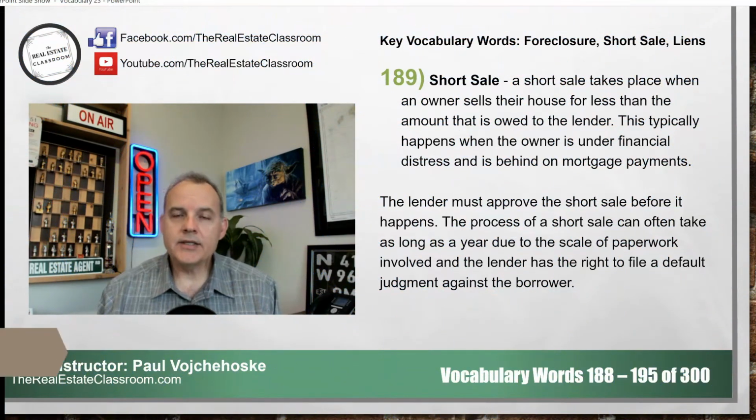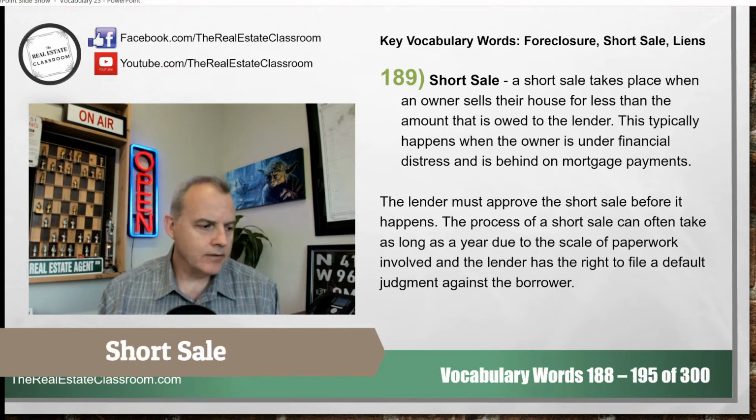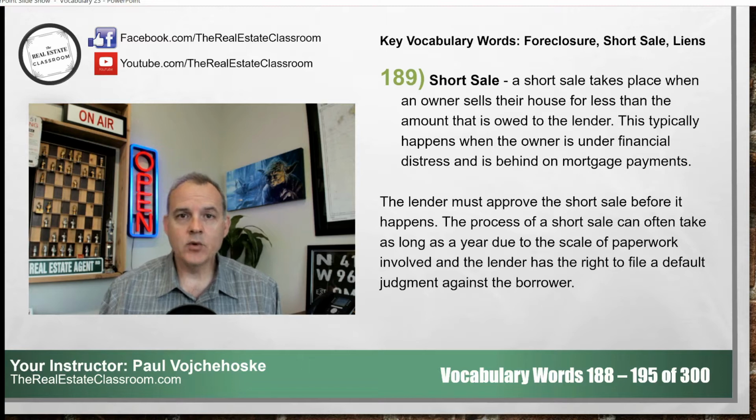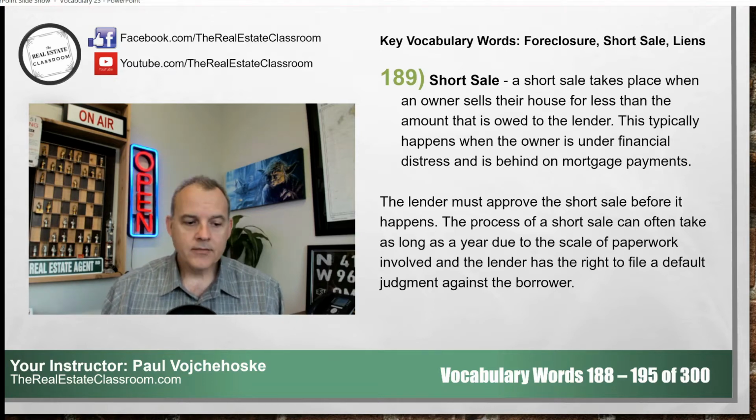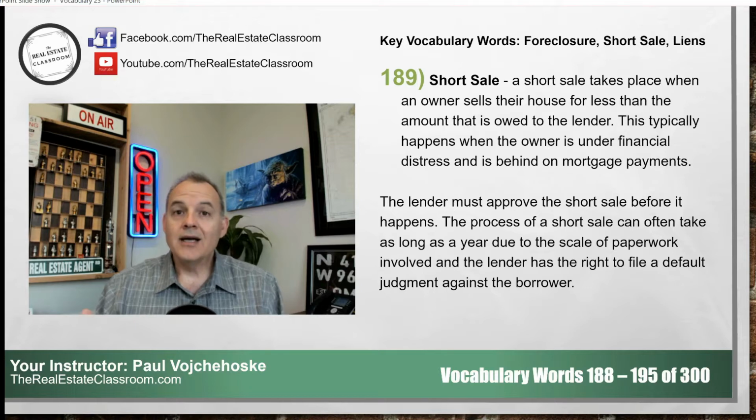Number 189 is a short sale. What is a short sale? Well, short sales were really common in 2008, 9, 10, 11 during the mortgage crisis. Not so much anymore, but they still do exist. It takes place when an owner sells a property for an amount less than is owed.